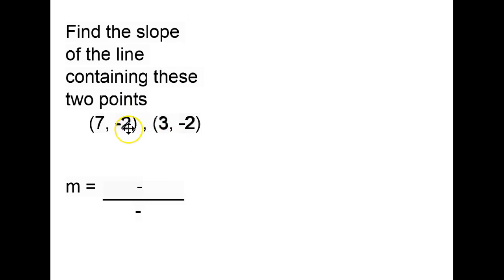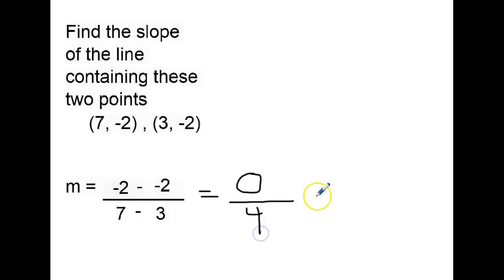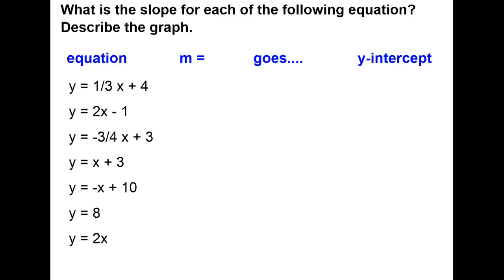All right, we're back. The y-coordinates are negative 2 and negative 2. The x-coordinates are 7 and 3. And so when you do the math on this, you're going to find that negative 2 minus negative 2 gets you to 0. And 7 minus 3 is 4. And 0 divided by anything means that you have a slope of 0. So when we graph these 2 points, we would see that they're connected by a horizontal line, which is what we said had a slope of 0.